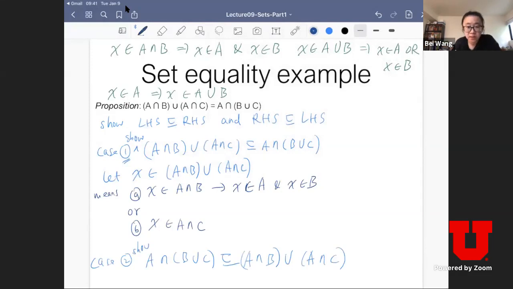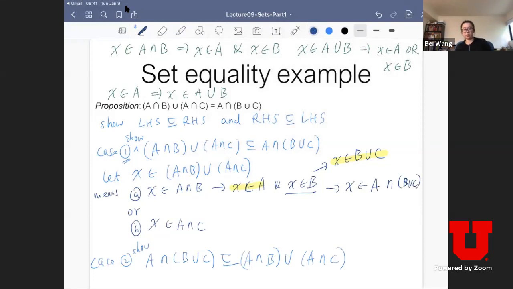Well, X is in A and X is in B. This part implies X is in B union C. This is using the third property I listed above, right? If I enlarge the set B to B union C, X is still in it because X is already in B. So now I have X is in A and X is in B union C. What does it imply? This implies X is in A intersect B union C, which is what I want to prove.